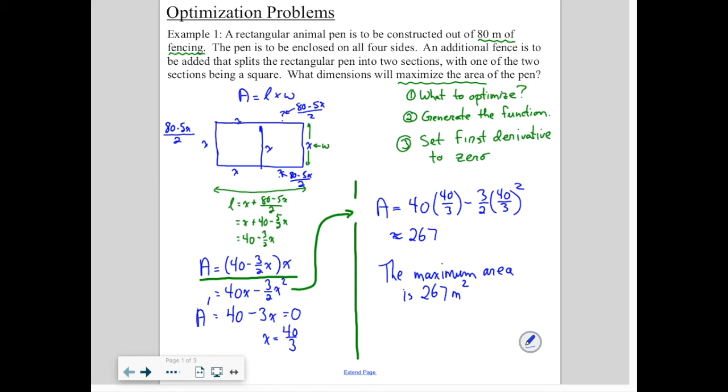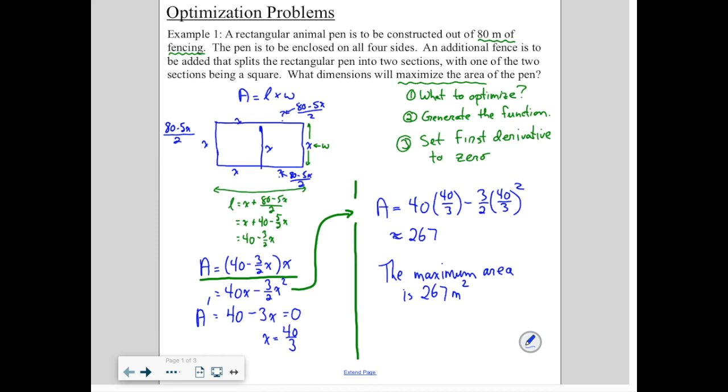Actually, we do know a little bit more than that. We actually know the dimensions of this field that gives us this maximum area. For instance, we figured out the x is 40 thirds, which is about, what, 13.3? Is that right? No, 13.7. Oh, boy. No, 13.3. I was right the first time. About 13.3 meters. That's got to be the width.